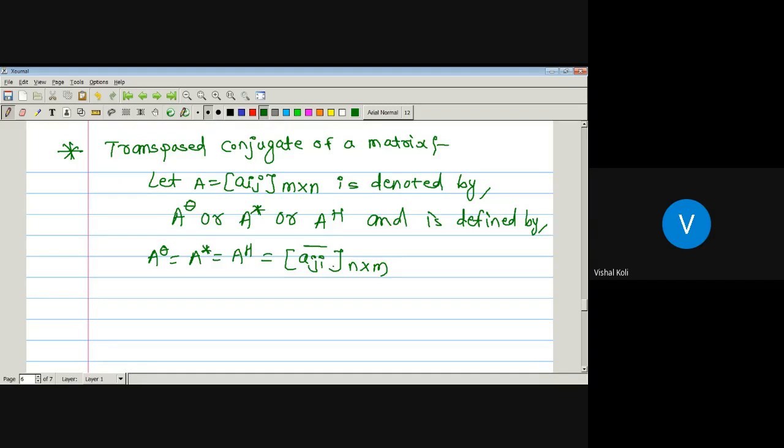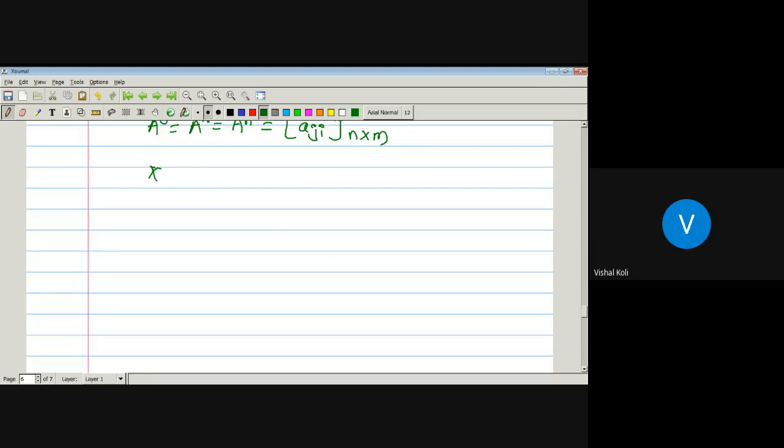Okay. So what is A to the power theta? The transpose conjugate of a matrix means first we have to take its transpose and then its conjugate, or first take its conjugate and then its transpose. Both are the same thing. What is a conjugate? That is for the complex number system. First let us see what a conjugate is.